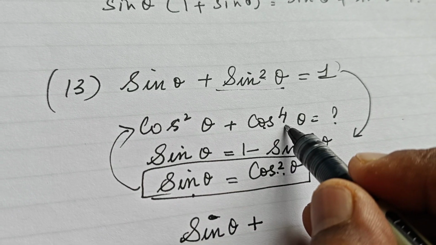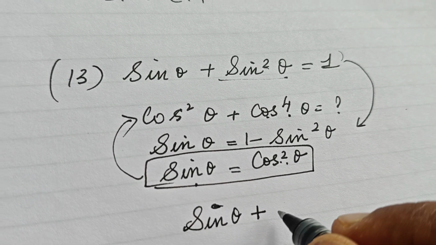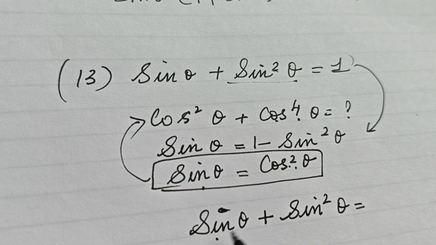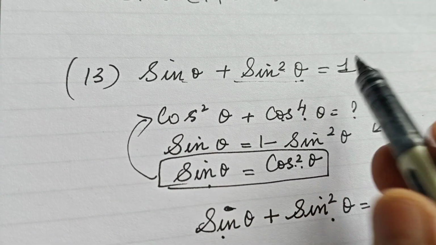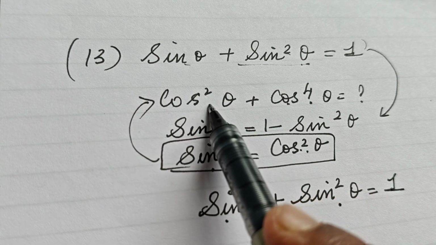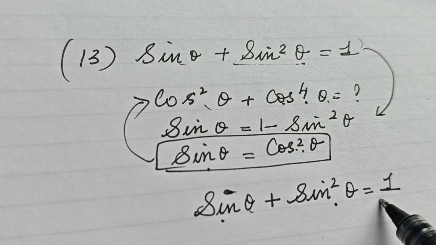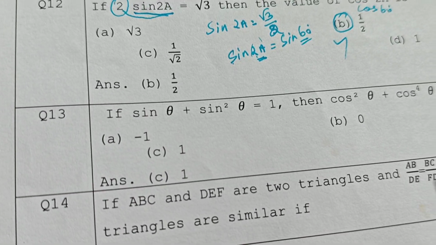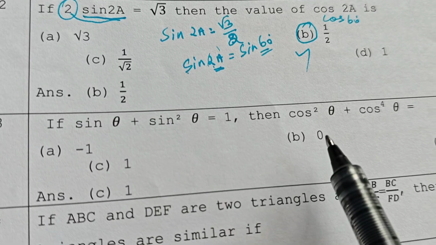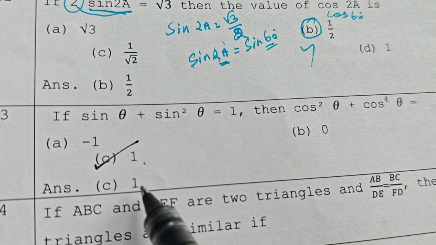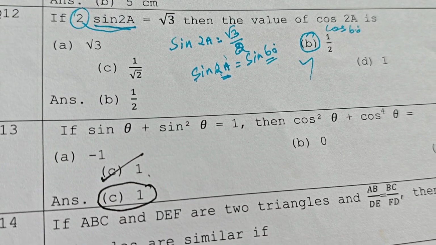Plus, cos power 4 is cos square the whole square, so sin square. That equals sin theta plus sin square theta, which is nothing but 1. So if this is 1, cos square plus cos power 4 is also 1. The options are A minus 1, B 0, C 1, D 2. So option C is our answer.